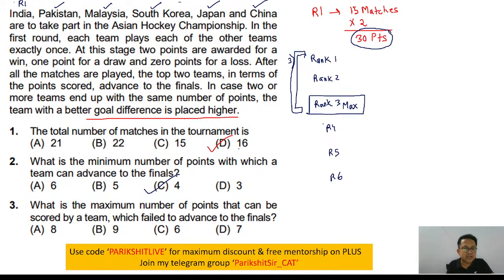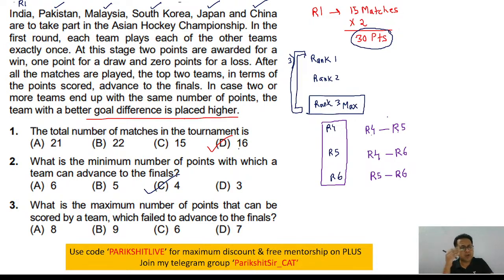Why? Because think about it. Look at these three teams, these teams who did not go to the finals. They played some matches among themselves. Was there a match between rank 4 and rank 5? Similarly, was there a match between rank 4 and rank 6? Similarly, rank 5 and rank 6? Right? So there was a match among these three teams.